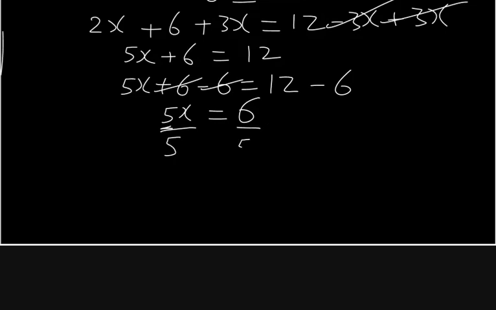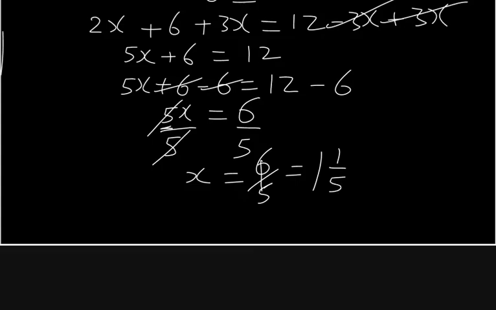Divided by 5, so it's going to be 5 to cancel 5. So our x is now going to be equal to 6 over 5, which will give us one whole number. This is 6 over 5. It's going to be equal to 1 whole number 1 over 5. Change it to a mixed number. That is the final answer.